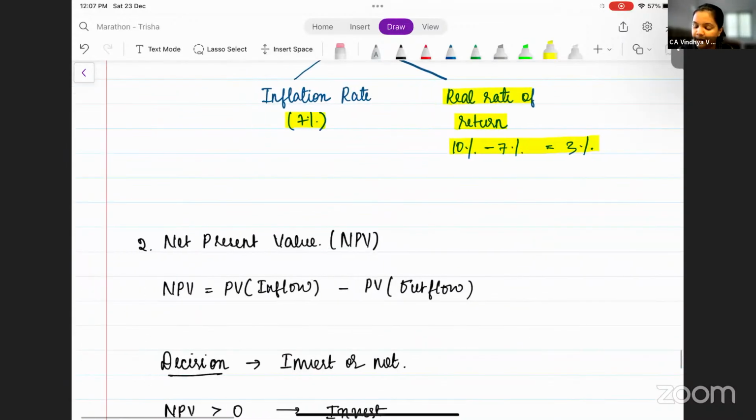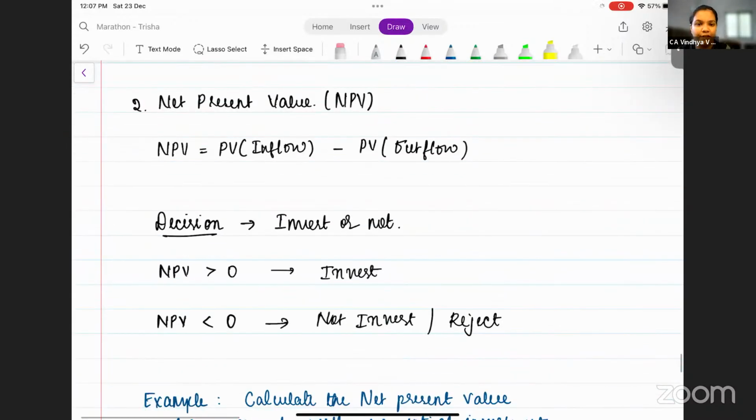Okay. Next one is net present value. What is net present value? Net present value is present value of inflow minus present value of outflow. We have a question. We will compute it. Don't worry. What is net present value? PV of inflow minus PV of outflow.